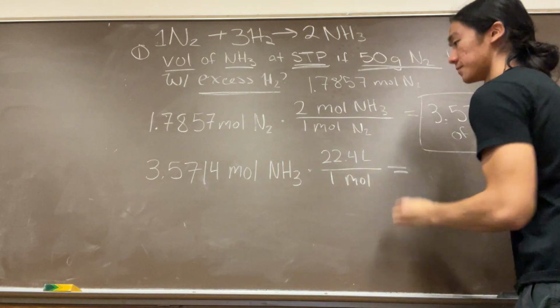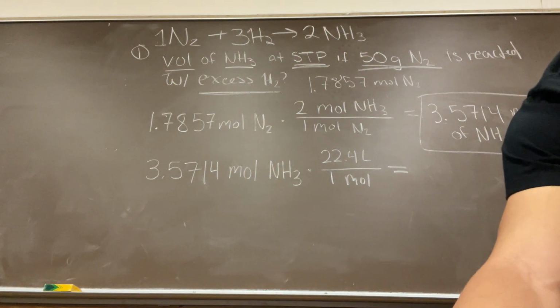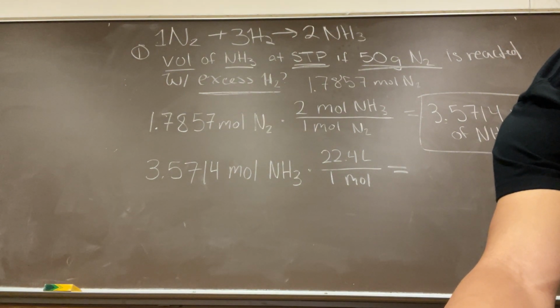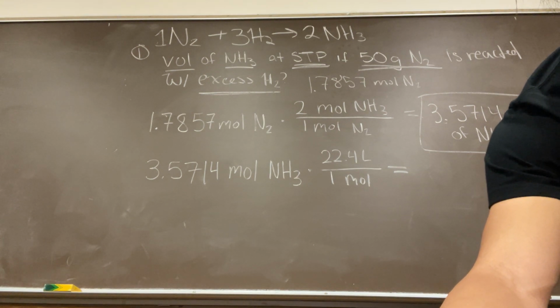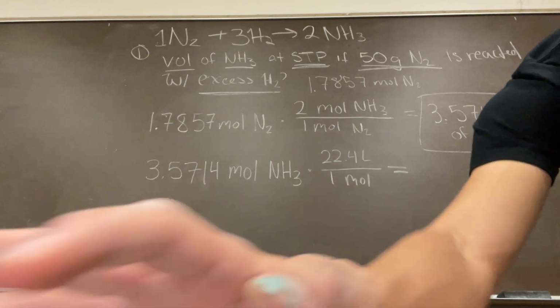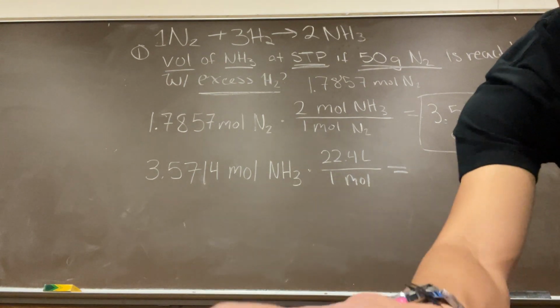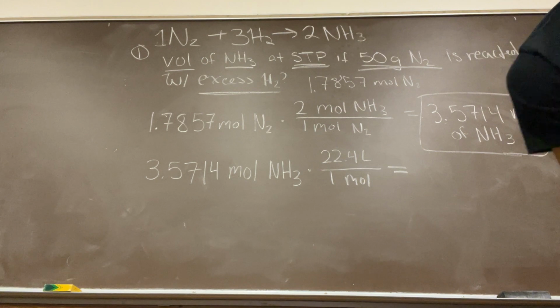And I actually don't know what this number is. I didn't write it down. Give me 1 second. 22.4 times 3.5714. 3.5714. All right.